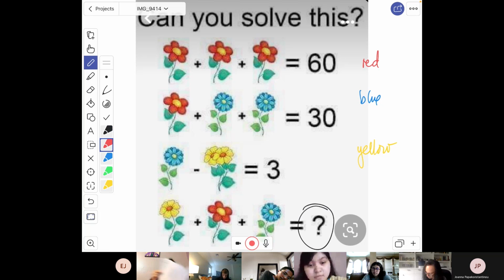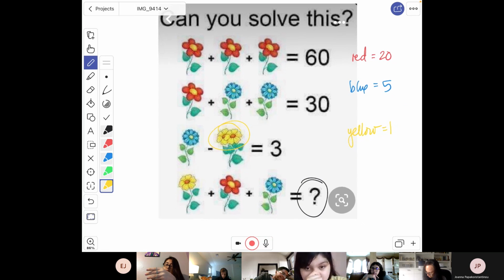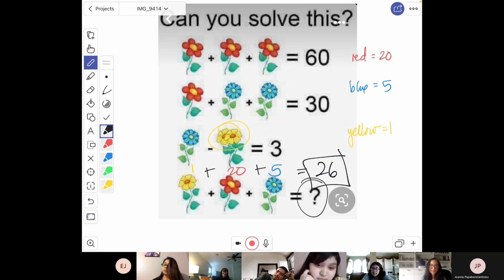How much is the red flower worth? 20. Oh, never mind. I can see it. Oh, you can see, red is 20. How much is the blue flower worth? 5. How much is the yellow flower worth? 1. Did y'all see that was 2 flowers? 2 yellows. Okay, so then if I substitute in, I have yellow plus red plus blue gives me what? 26. That is correct. Yay. I'm leaving you with flowers.